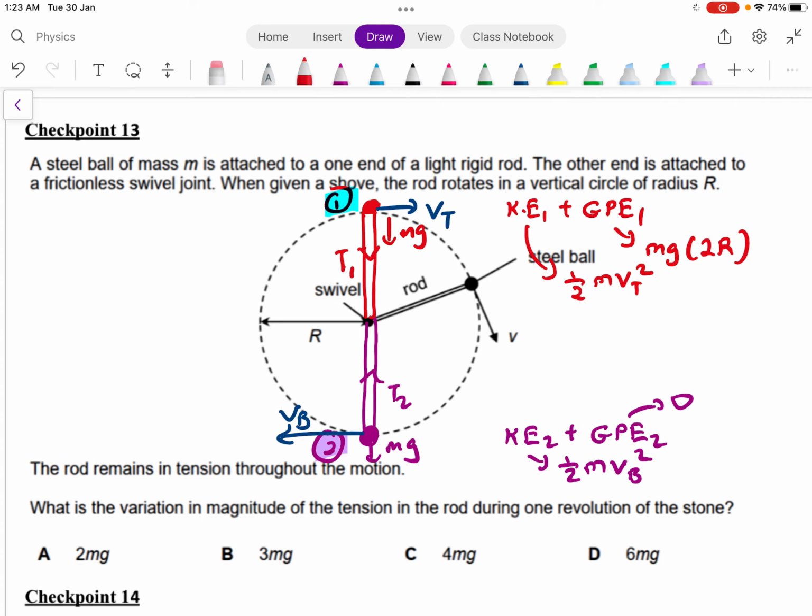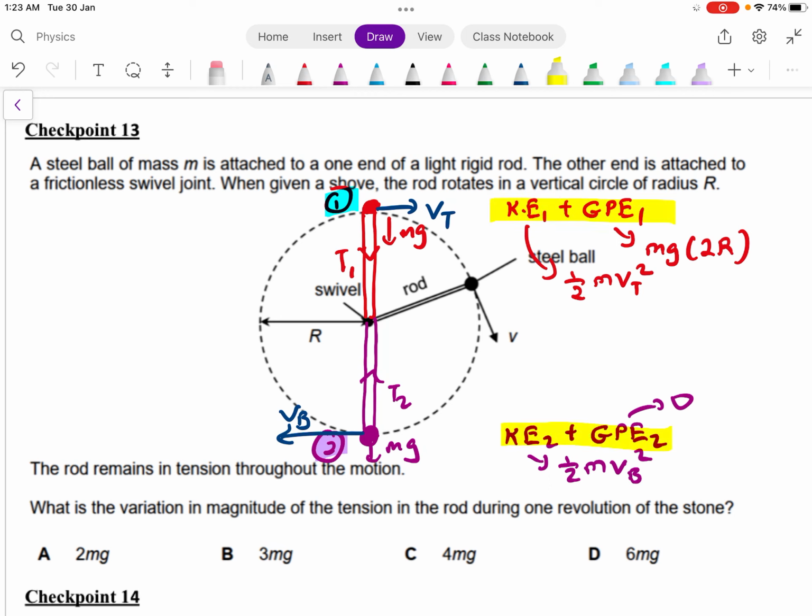First we always start off with the PCOE. So K1 plus GP1 is equal to K2 plus GP2. GP1 is mg2r, and K1 is half m vt square. Then at point number two, K2 is half m vb square plus GP2. There is no GP, so I set it to 0. So this part must be equal to this.